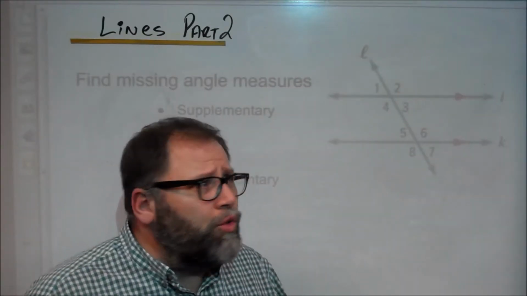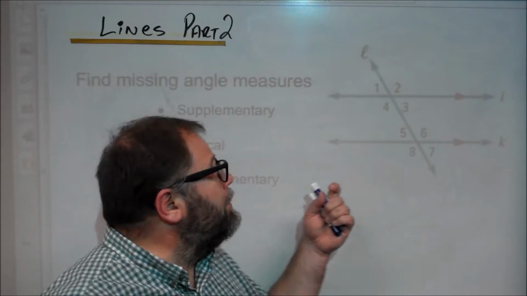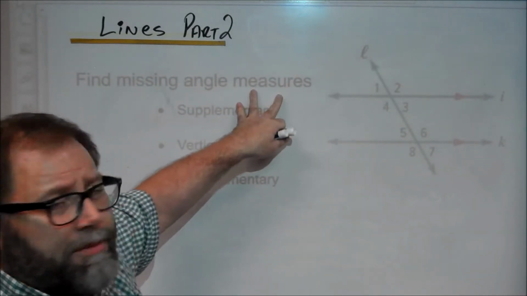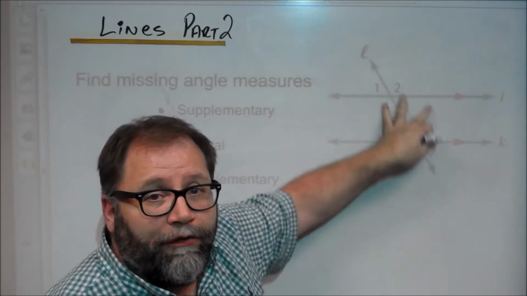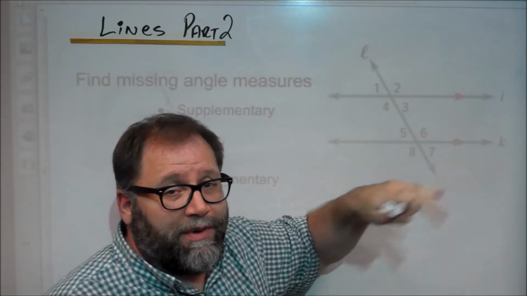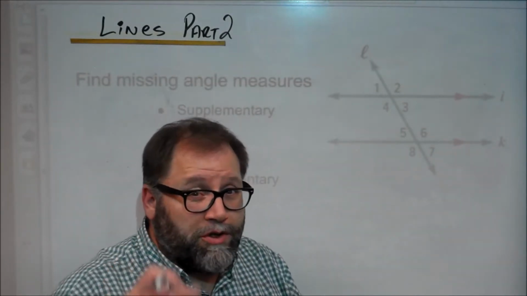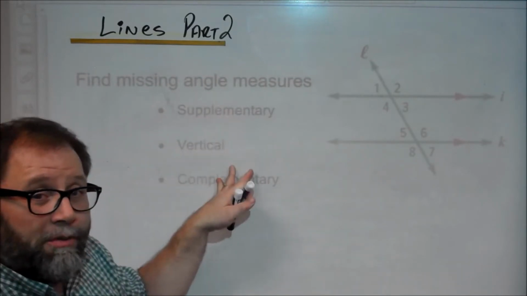Lines part 2. Let's go. All right, we'll start with review. What we're going to be doing in this lesson is figuring out the missing angle measures. So now we're looking for the degree measures of the angles that we don't know, and figuring those out because we're super smart. Things that we should remember from the past.